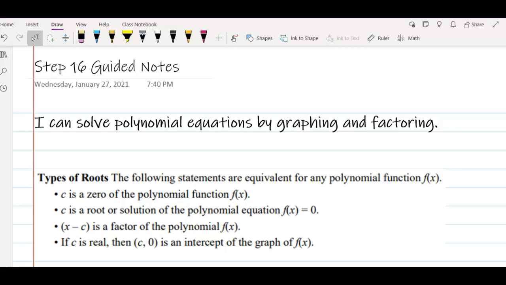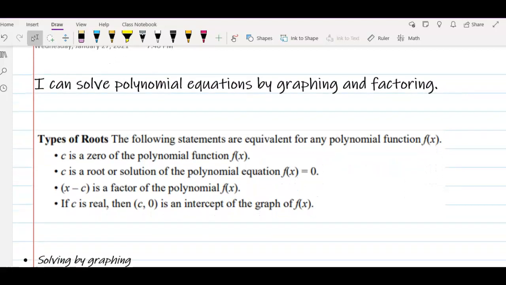Step 16, I can solve polynomial equations by graphing and factoring. So first, let's clear up a little bit of vocabulary confusion. A lot of times, and I'm guilty of this myself, we use some of these terms interchangeably, but these terms do have very specific definitions, and I want to make sure it makes sense how they're related.